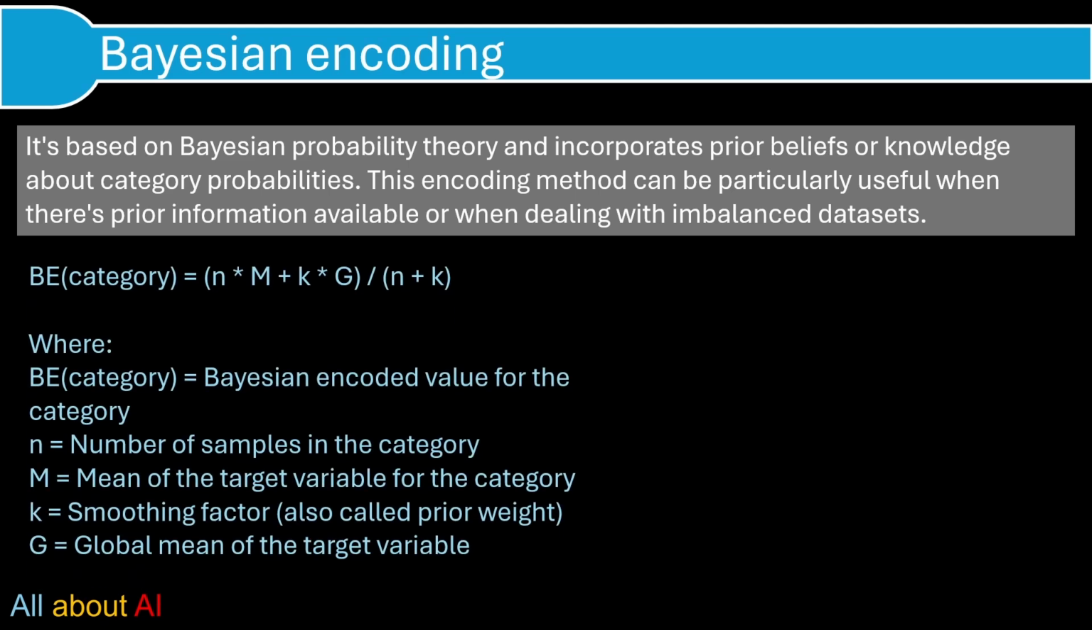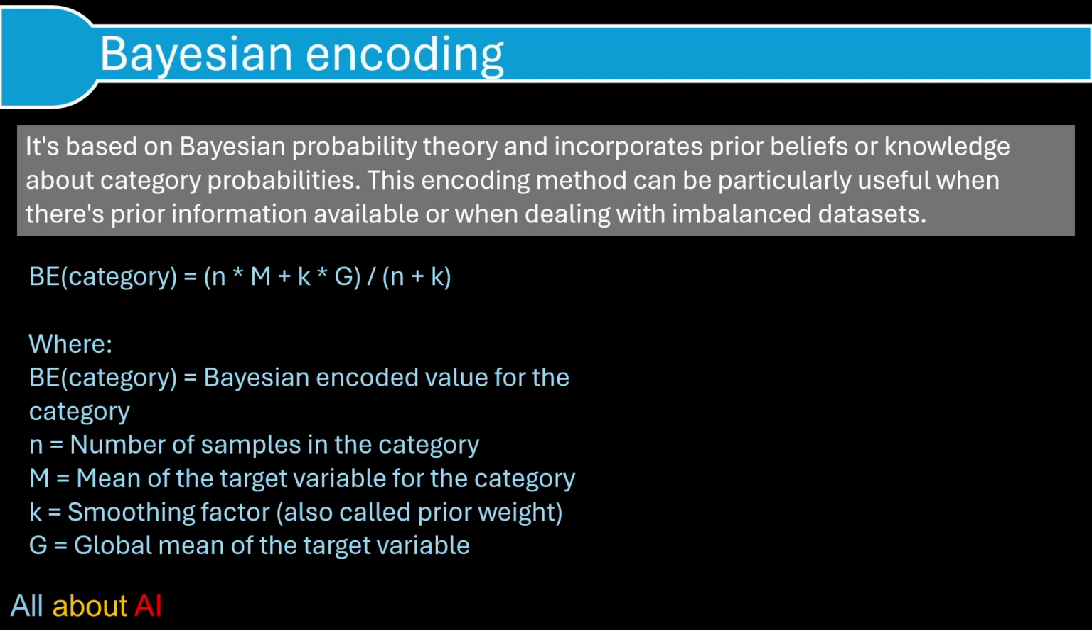The smoothing factor, K, is often interpreted as a prior weight, explicitly incorporating prior knowledge, a global mean, into the encoding. Encoding of each category is a balance between the category specific target mean and the overall mean of the target variable. The technique relies on Bayes' theorem to adjust the category's contribution based on how much data is available for that category, applying a form of regularization to reduce overfitting.